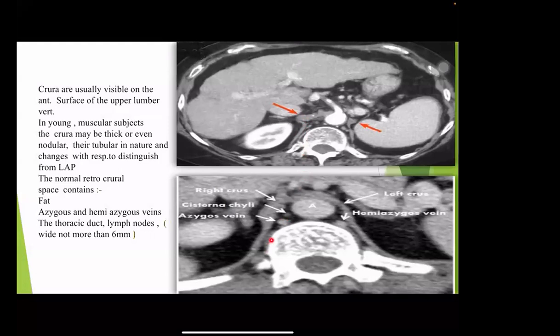Moving to the retrocrural space, as we mentioned, the aorta passes behind the two crura or median arcuate ligament. This is the median arcuate ligament, and this is the right crus, left crus, behind it containing the aorta. This is azygous vein, hemiazygous vein, thoracic duct. And this space also contains fat, and this space should not be more than 6 mm.